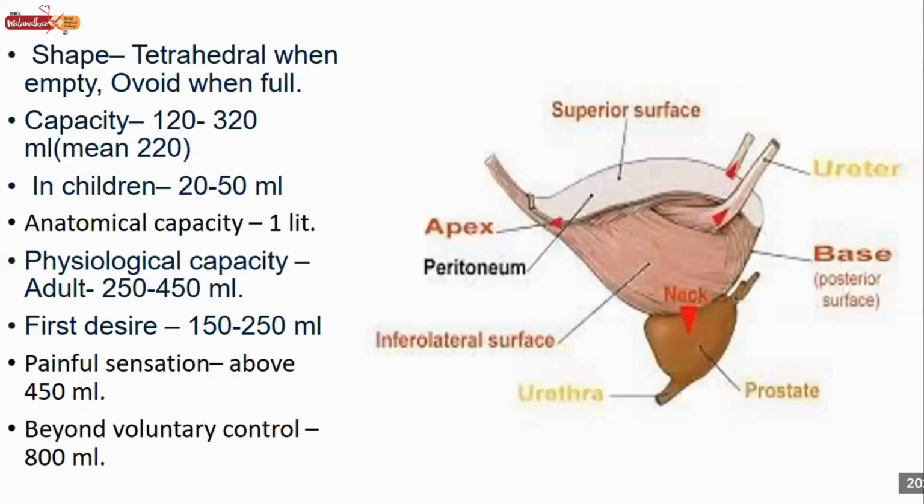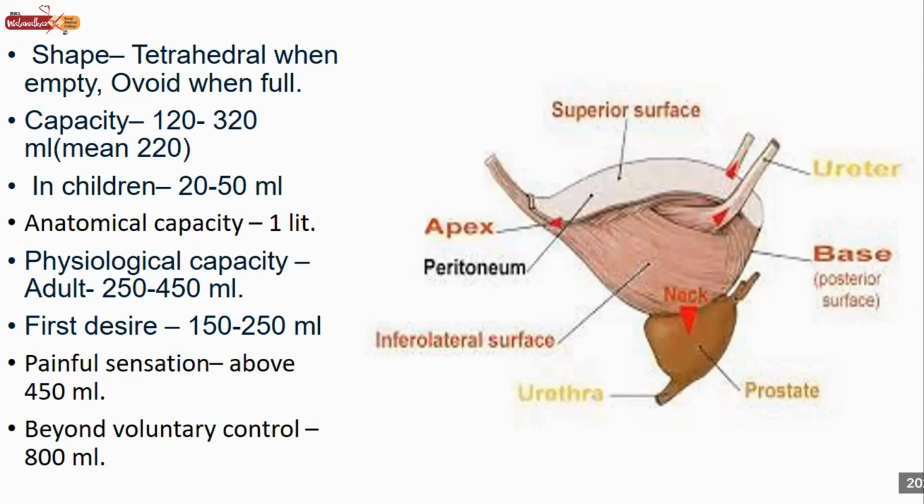The shape of this bladder when it is empty. First we'll study the bladder when it is empty, which is more important because from the exam and viva point of view, you should be able to identify and show the surfaces of it. It is tetrahedral in shape when it is empty and becomes ovoid when it is full.